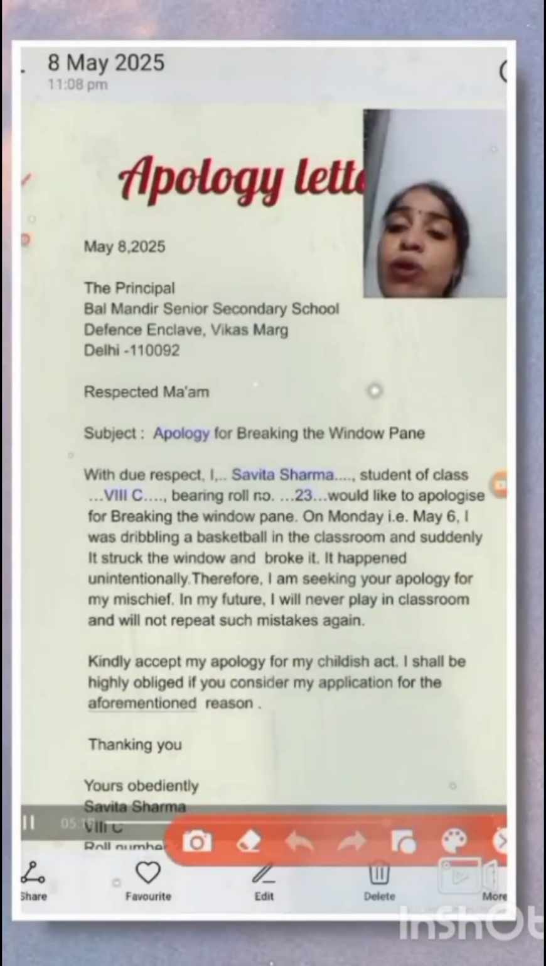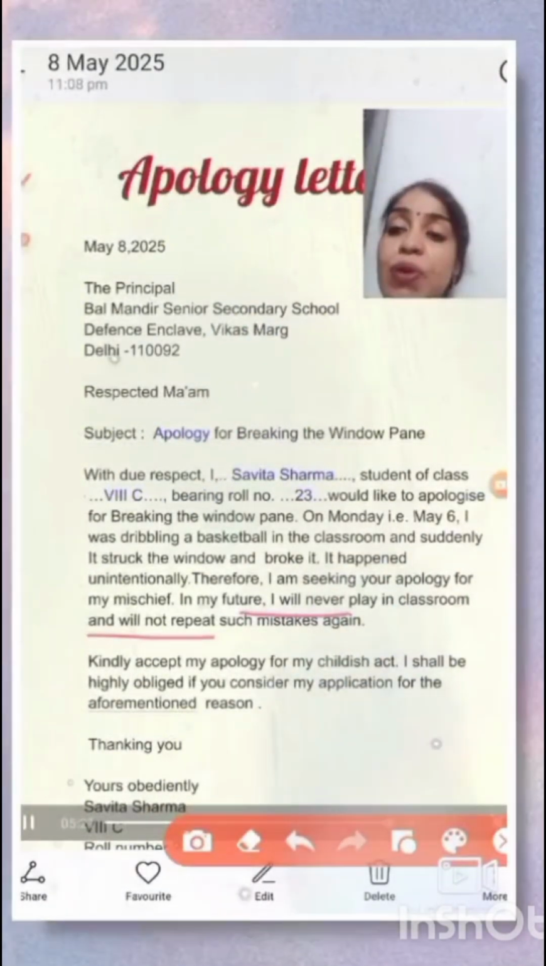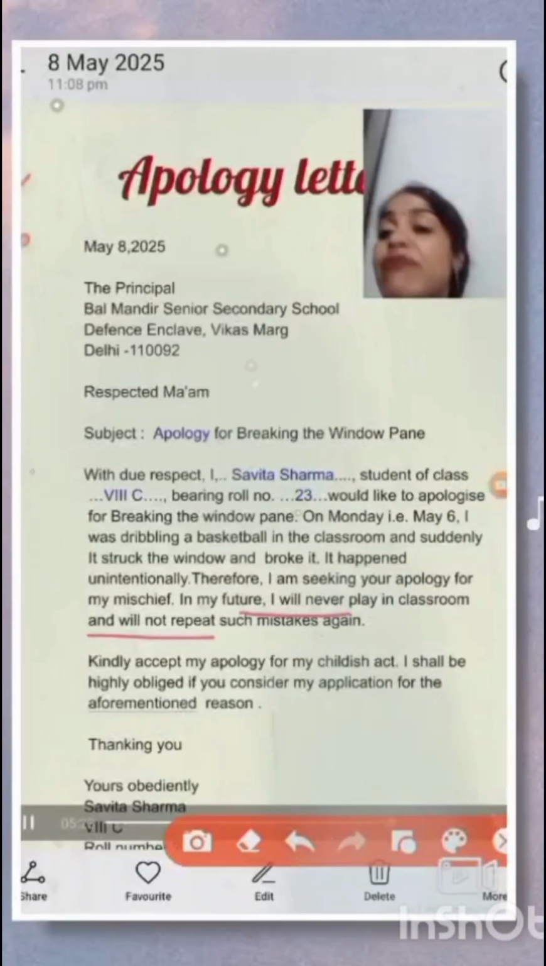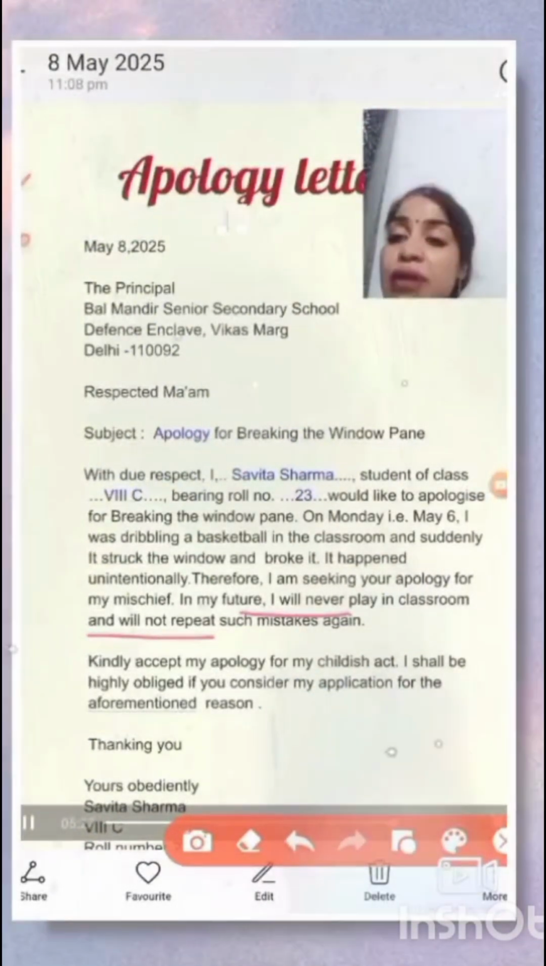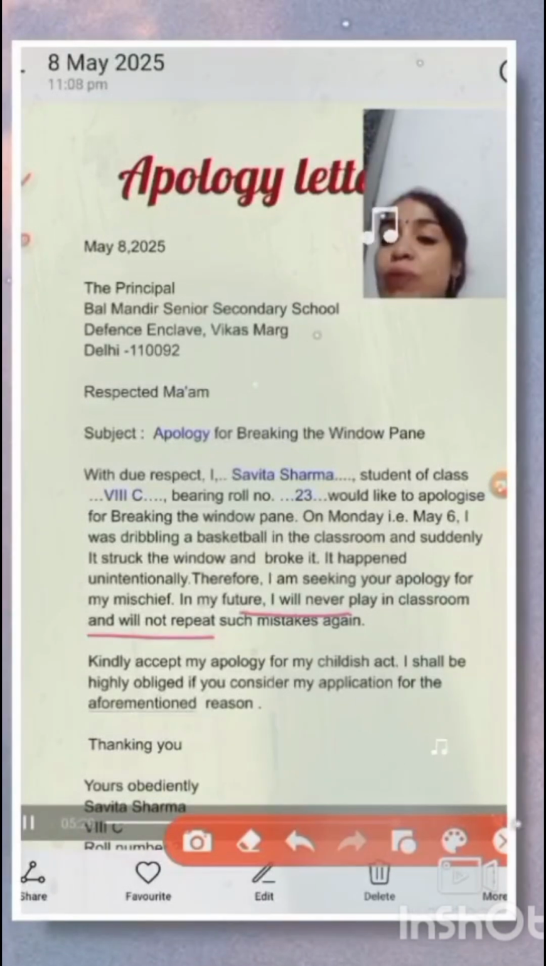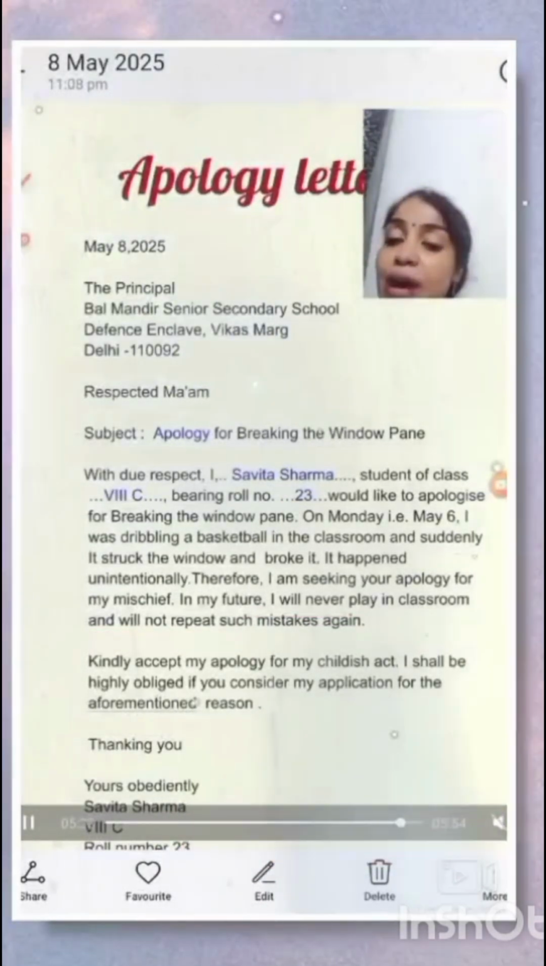So you have to mention all these things, because why would the teacher forgive you? For that you have to make a promise. So it is required. So that is the end of the application, and I hope you could get the format of the application.